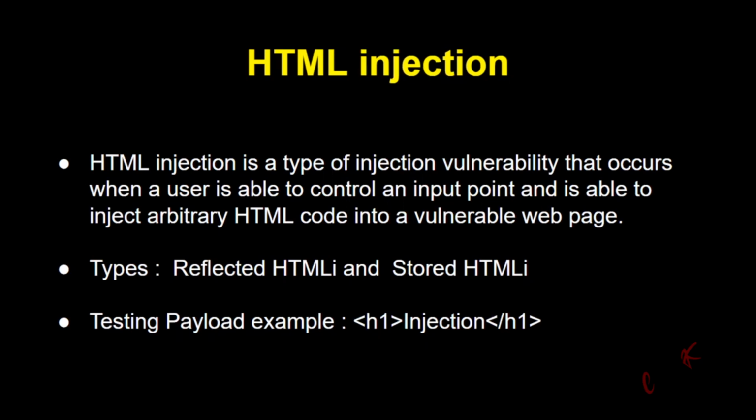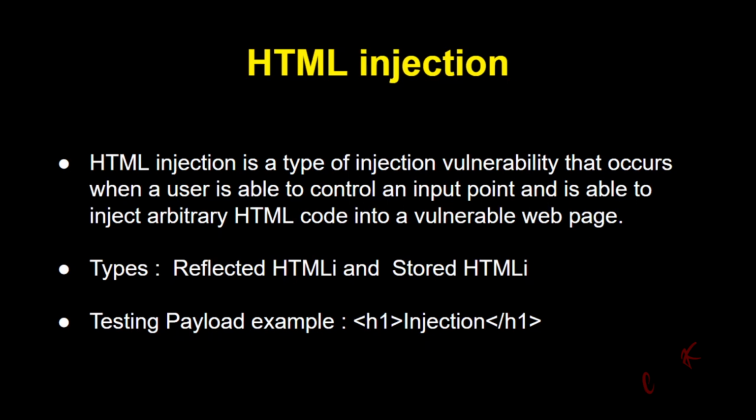Welcome back guys. So in this tutorial we will be learning about the very first category of OWASP top 10, that is injections. And in injections the first category that we will be learning is HTML injection. So it should be very clear that injection means basically you are able to insert something into the website. Now in HTML injection it is very obvious that we are injecting the HTML code.